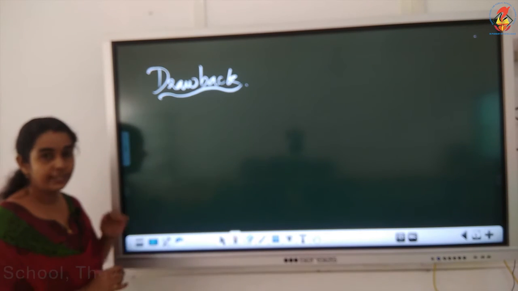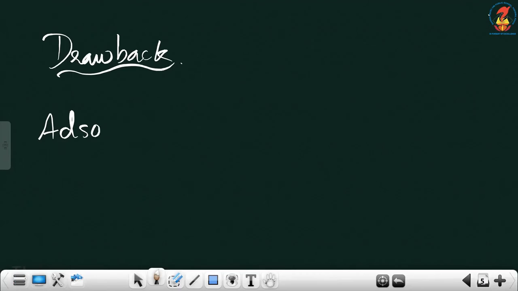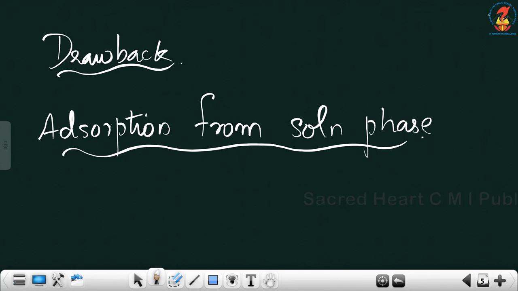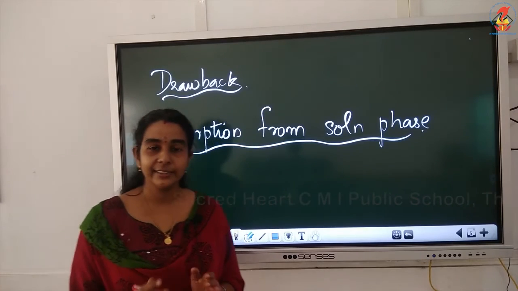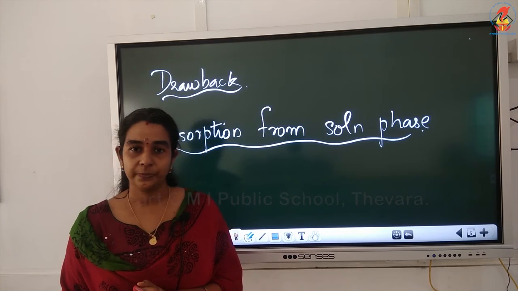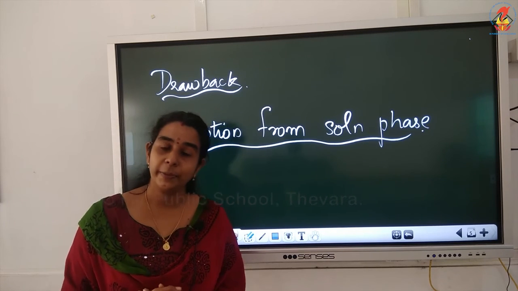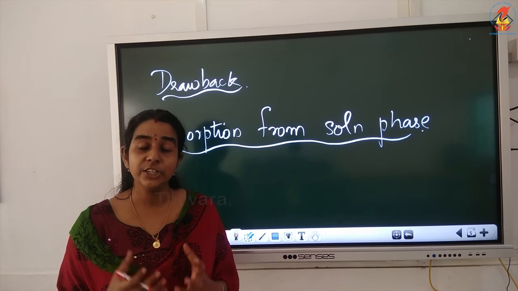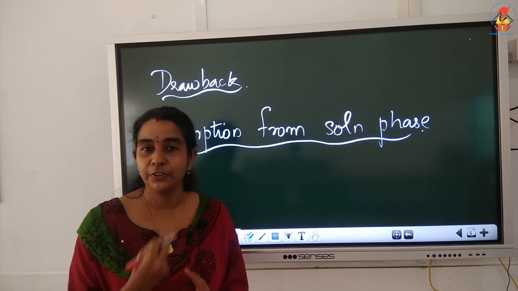Now the next topic is, next we have to study about adsorption from solution phase. Let us take the adsorption from solution phase. Let us take the example of acetic acid shaking with charcoal. There are so many examples of adsorbents. Charcoal is one of the best adsorbents, where the accumulation can take place with maximum efficiency.